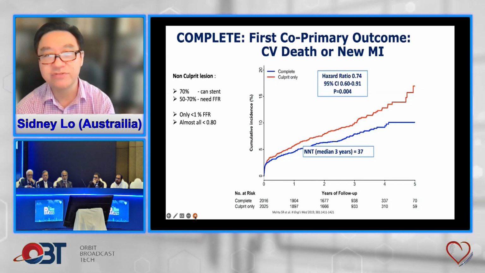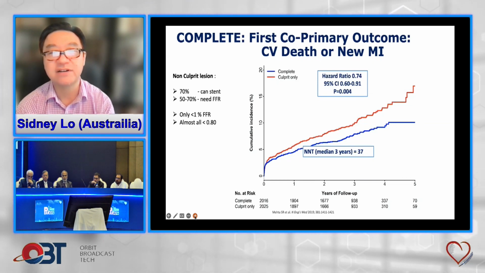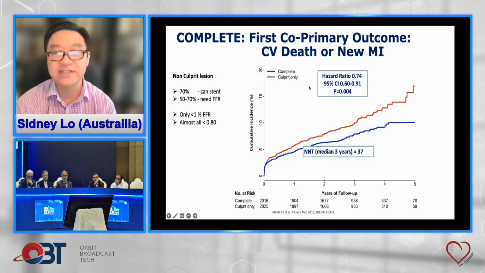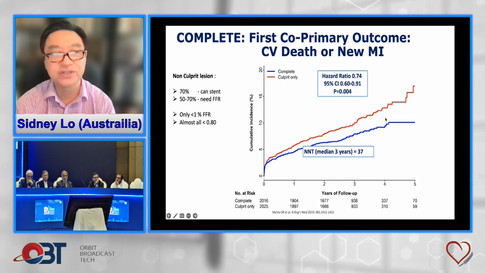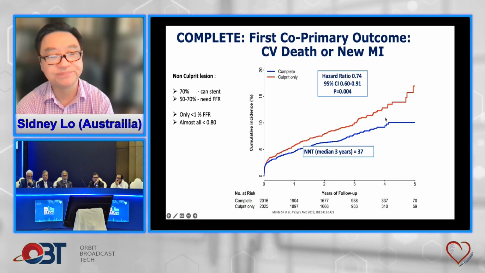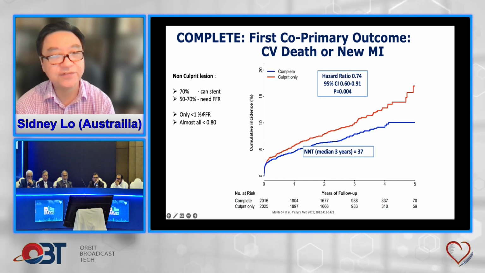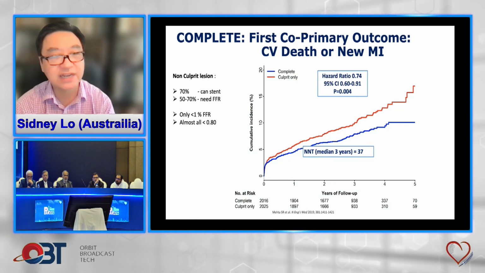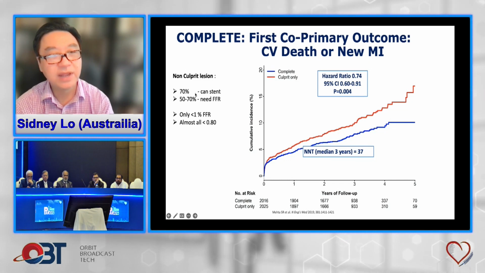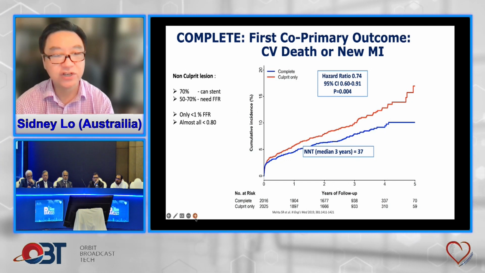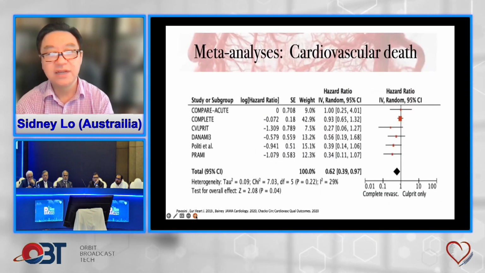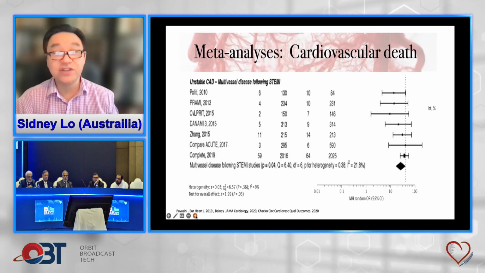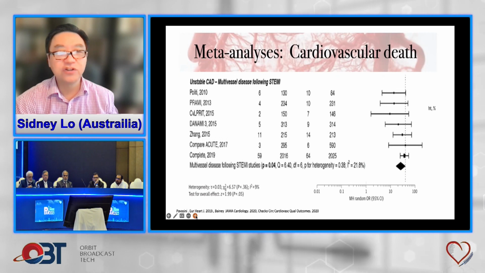COMPLETE is a large randomized trial of revascularization of non-culprit vessels versus culprit vessels only. The co-primary endpoint of cardiovascular death or new MI was significantly reduced with complete revascularization. Only 1% needed FFR. These are lesions between 50 and 70%, and almost all of these were less than 0.80. But if you had an angiographic lesion of 70%, you were allowed to stent those as non-culprit. Three meta-analyses have demonstrated that cardiovascular death is reduced if you fix non-culprit vessels.